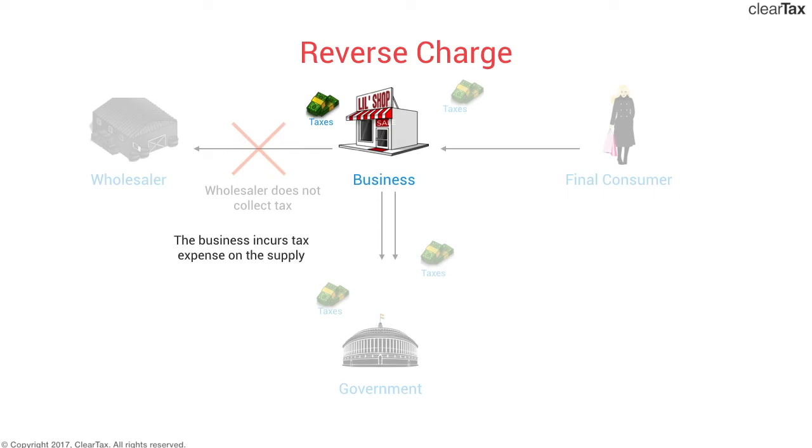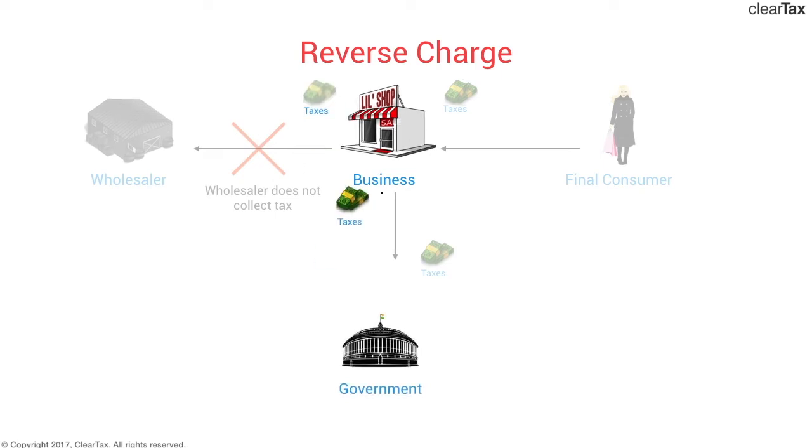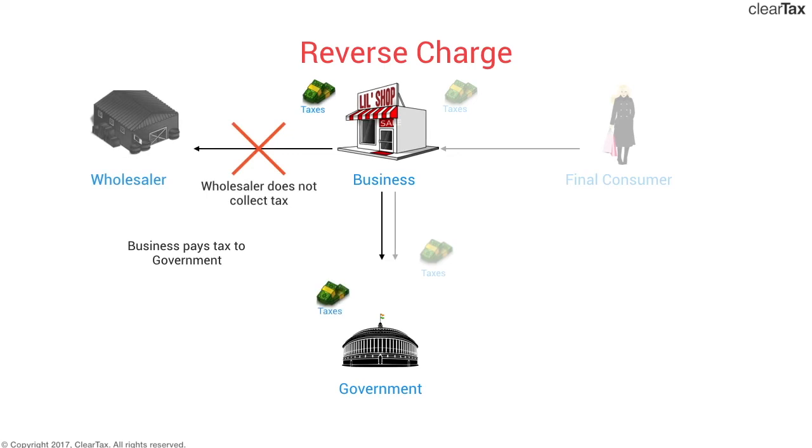How would this work? The business will have to compute the tax on its purchases, and it is the business's responsibility to pay this tax to the government. Earlier, it was the wholesaler's responsibility to collect tax from the business and pay it to the government. In this case, it is the business's responsibility to pay directly to the government. The tax expense still remains with the business, but the liability to pay is also now on the business.